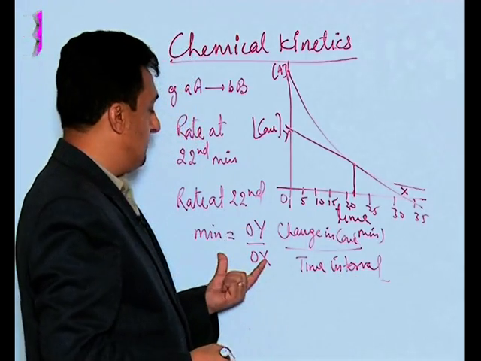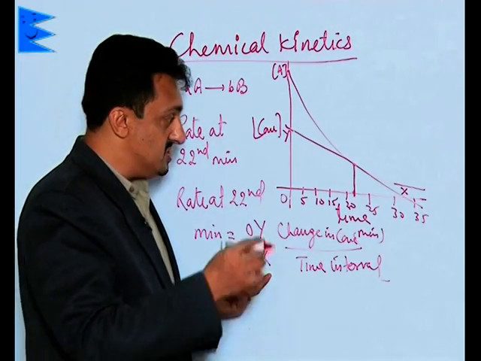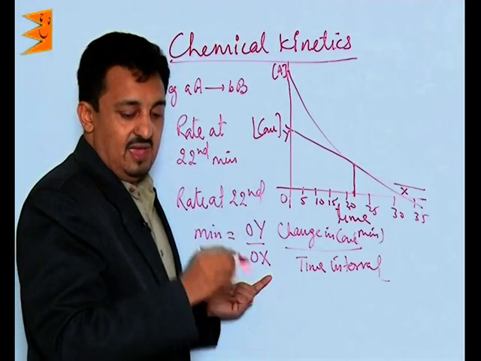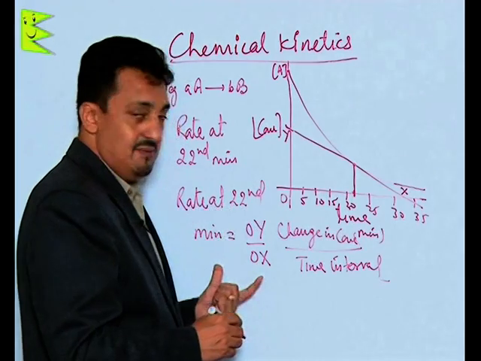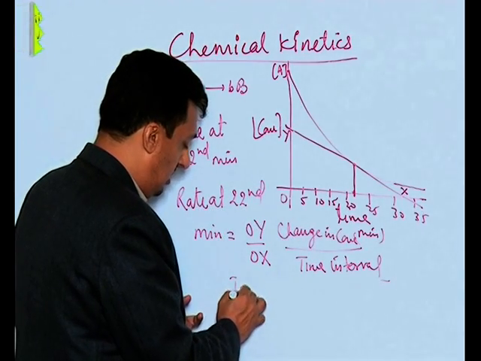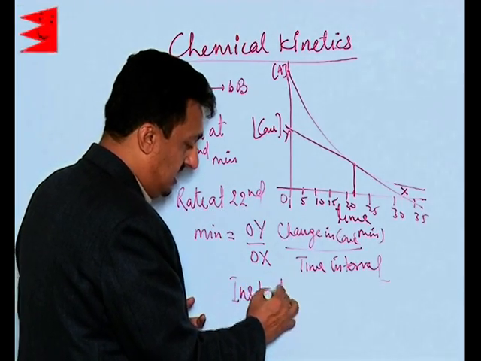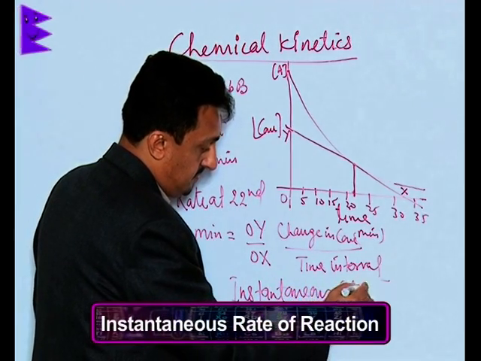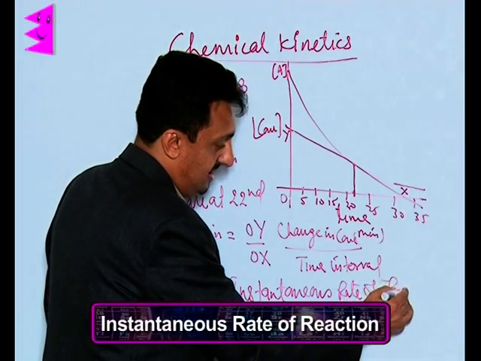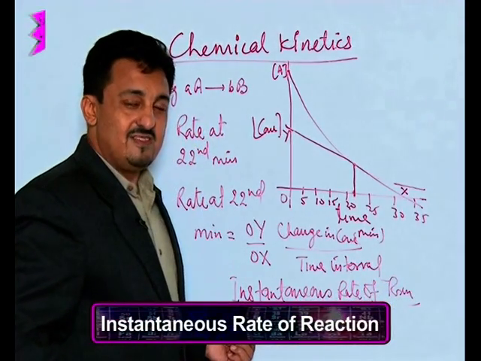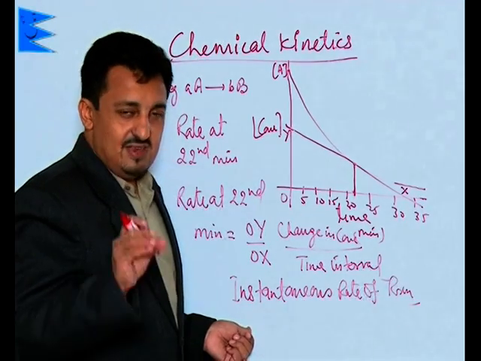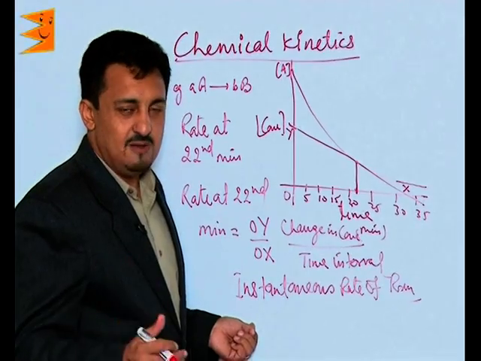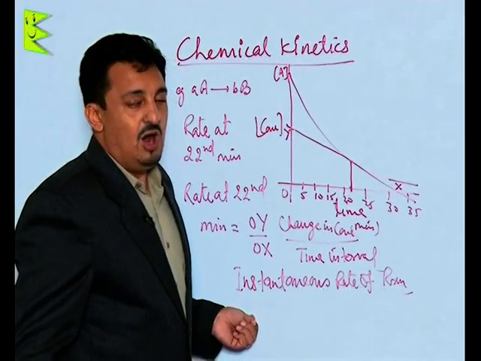So this is the method which gives us the rate of the reaction at any particular instant of time, and that is why, remember, this type of rate of reaction is called instantaneous rate of reaction. So what is instantaneous rate of reaction? The rate of a reaction at a particular instant of time during the course of the reaction is called instantaneous rate of the reaction.